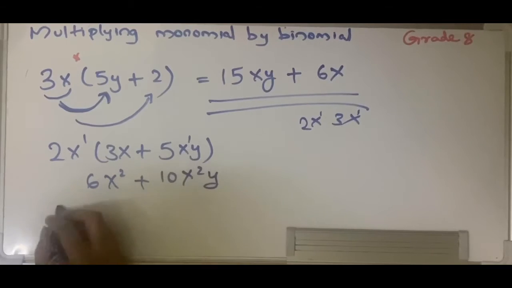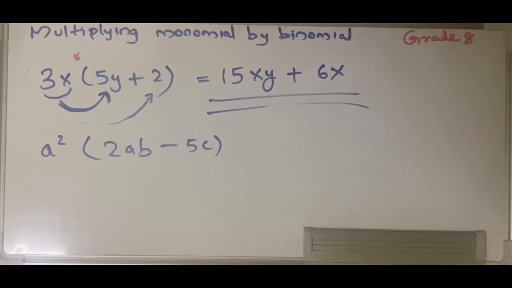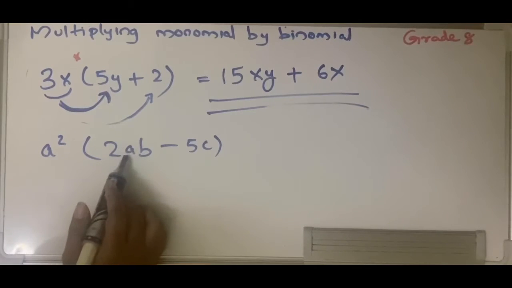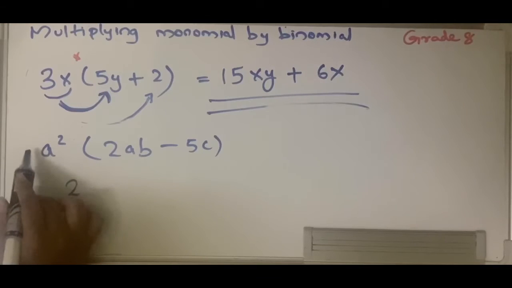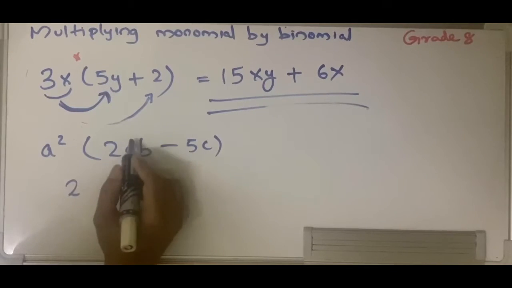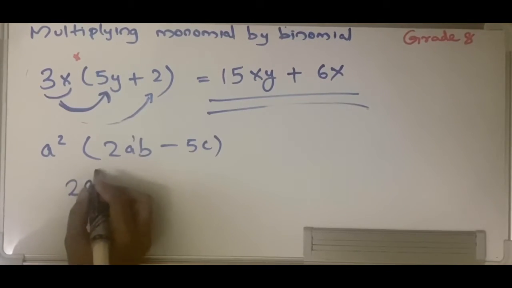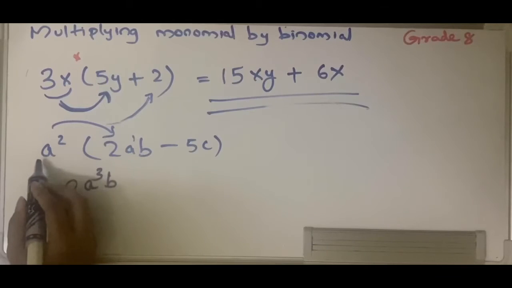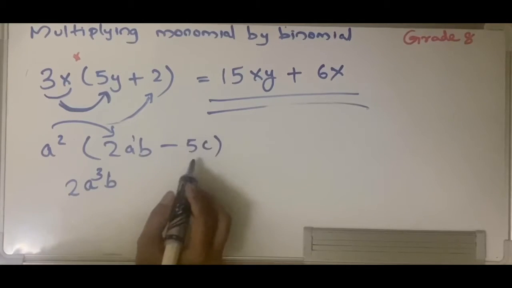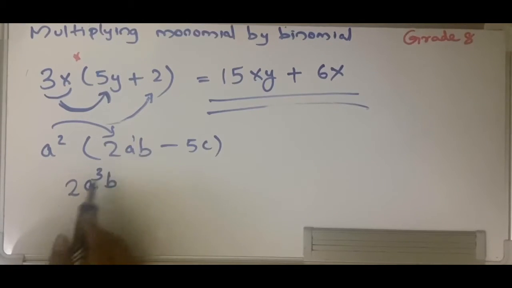and then you have a y. Clear? Now if you look into the third example, here we have first a square times 2ab, which means you get 2 because there is no other number, and a square multiplied by a raised to 1 means you have a cube, right? And then you have b. So this part is done, right? Now I have to multiply a square with minus 5c.